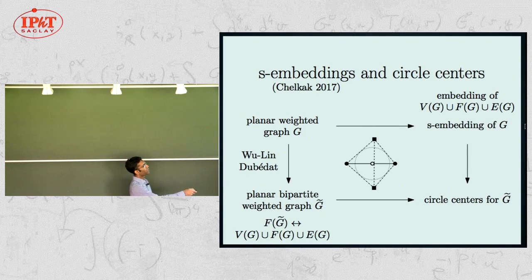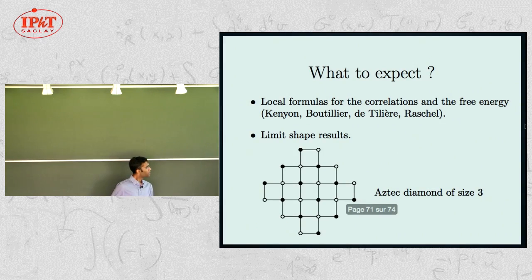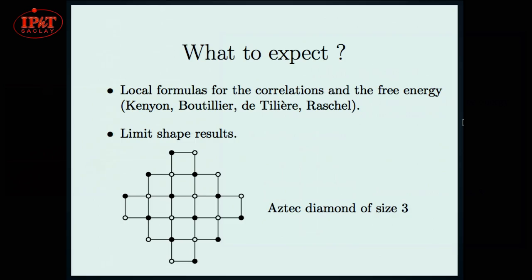And then you can do the same here. You have a way to place each vertex of G, each face of G, and each edge of G. So it means that you have a way to place each dual vertex of G tilde. And actually, this gives you precisely the circle centers for G tilde. So again, these circle centers generalize the s-embeddings. And my last slide. Yes?